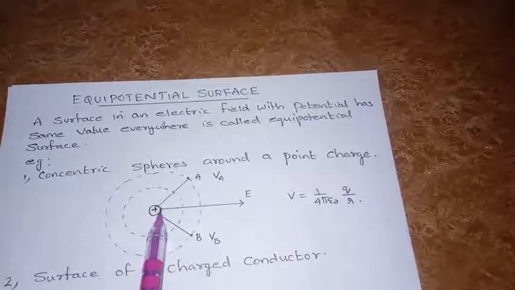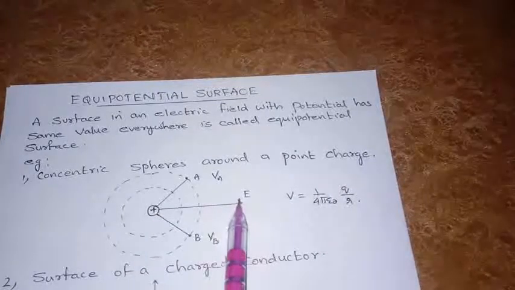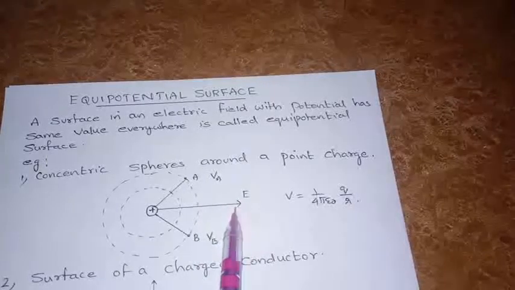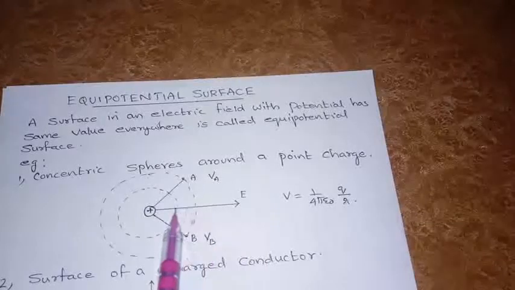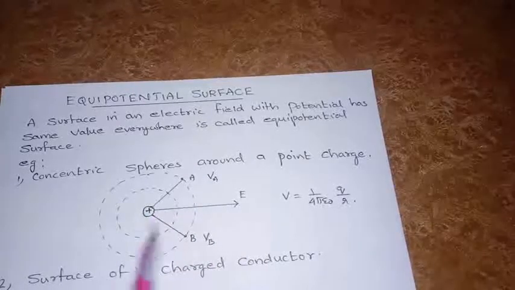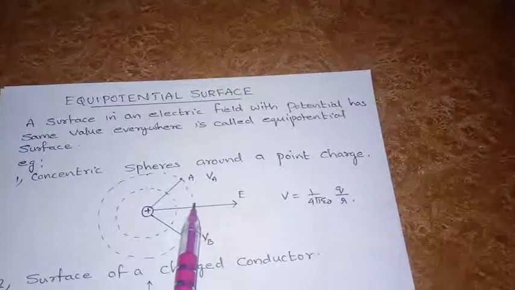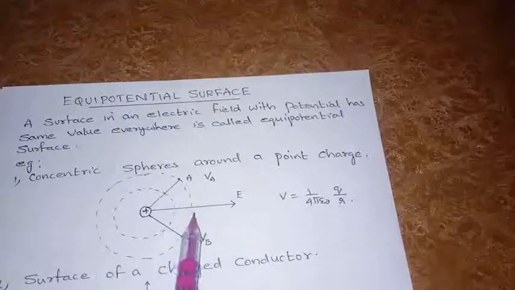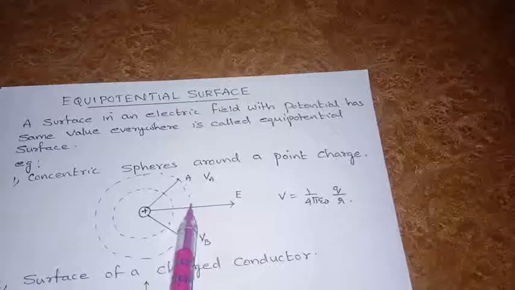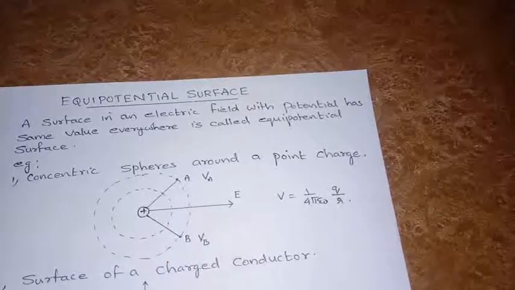Please just note the direction of electric field. Direction of electric field is radially outwards if it is a positive charge, and direction of electric field is radially inwards if it is a negative charge. The electric field and the surface make an angle of 90 degree. So electric field passes perpendicular to the surface, that we will prove later.